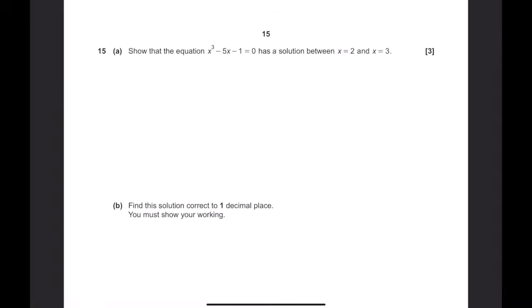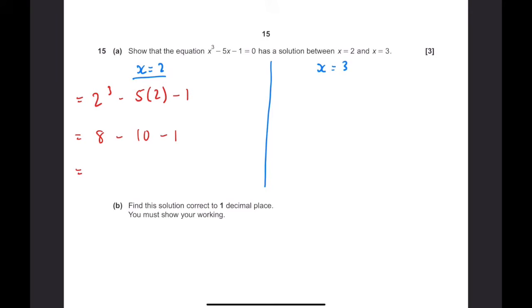Show that the equation of this cubic here has a solution between x equals 2 and x equals 3. If I split the page into 2, I have two scenarios here. When x equals 2, we substitute that in and see what the value is. So 2 cubed minus 5 lots of 2 minus 1. That is equal to 8 minus 10 minus 1, which is minus 3.